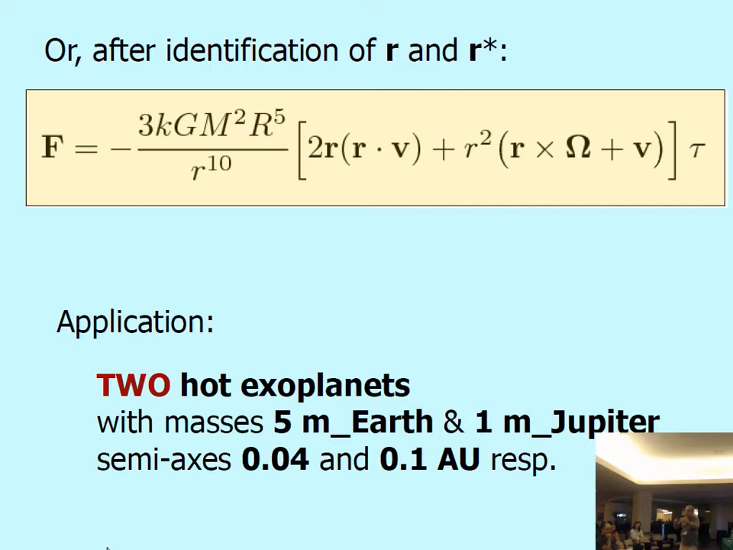This has never been proven in general, but it has been proved that if we take all these functions to third order in eccentricity, in both cases the equations are exactly the same. So we can now study the case of two exoplanets. We'll consider a super Earth with mass five times the mass of the Earth, and I will put a big one, one mass of Jupiter, disturbing the motion of this super Earth. The semi-axes are there, doesn't matter.